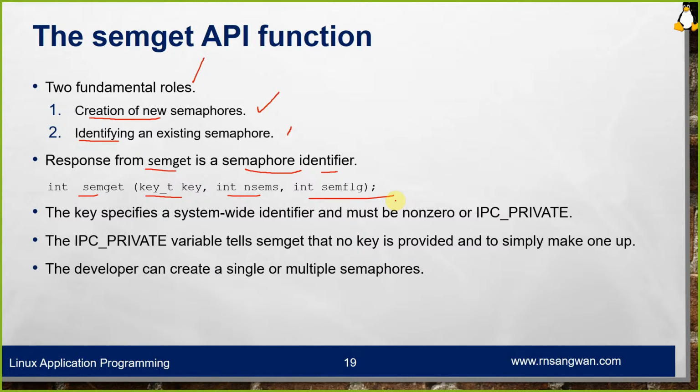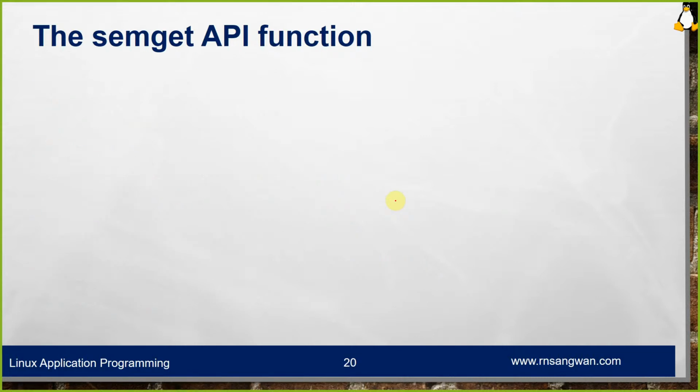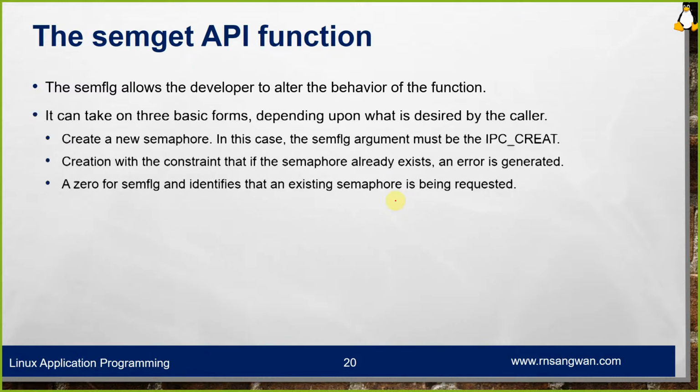The developer can create a single or multiple semaphores. If we are using semget to get an existing semaphore, this value can simply be 0. The semaphore flag, semflg, allows the developer to alter the behavior of the function. It can take three basic forms, depending on what is desired by the caller.